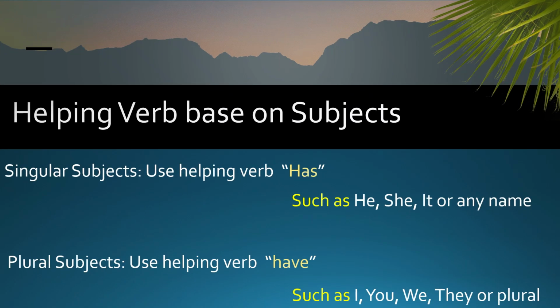Helping verb based on subjects. Singular subjects: in singular subjects, we should use helping verb has, such as he, she, it, or any name. Plural subjects: we should use helping verb have, such as I, you, we, they, or plural.